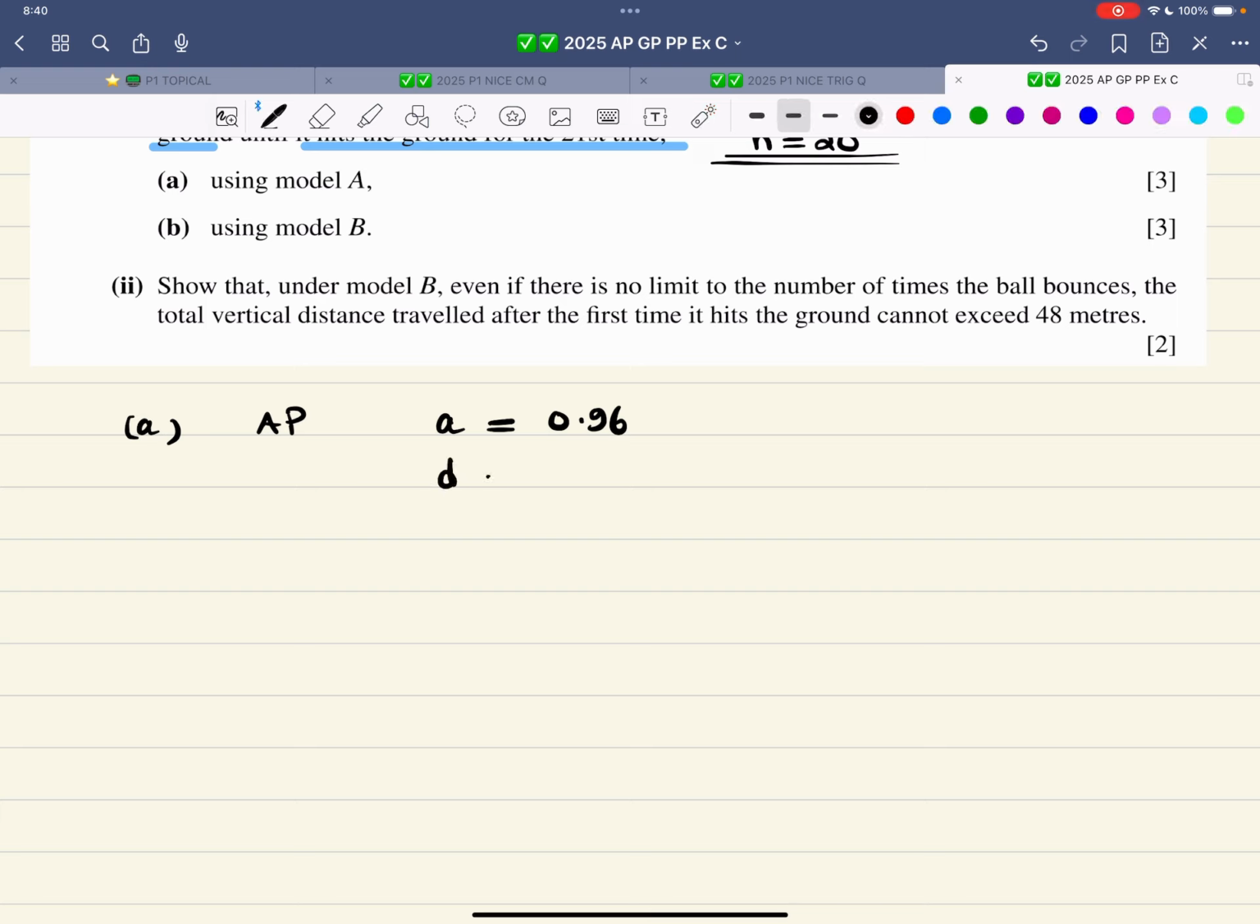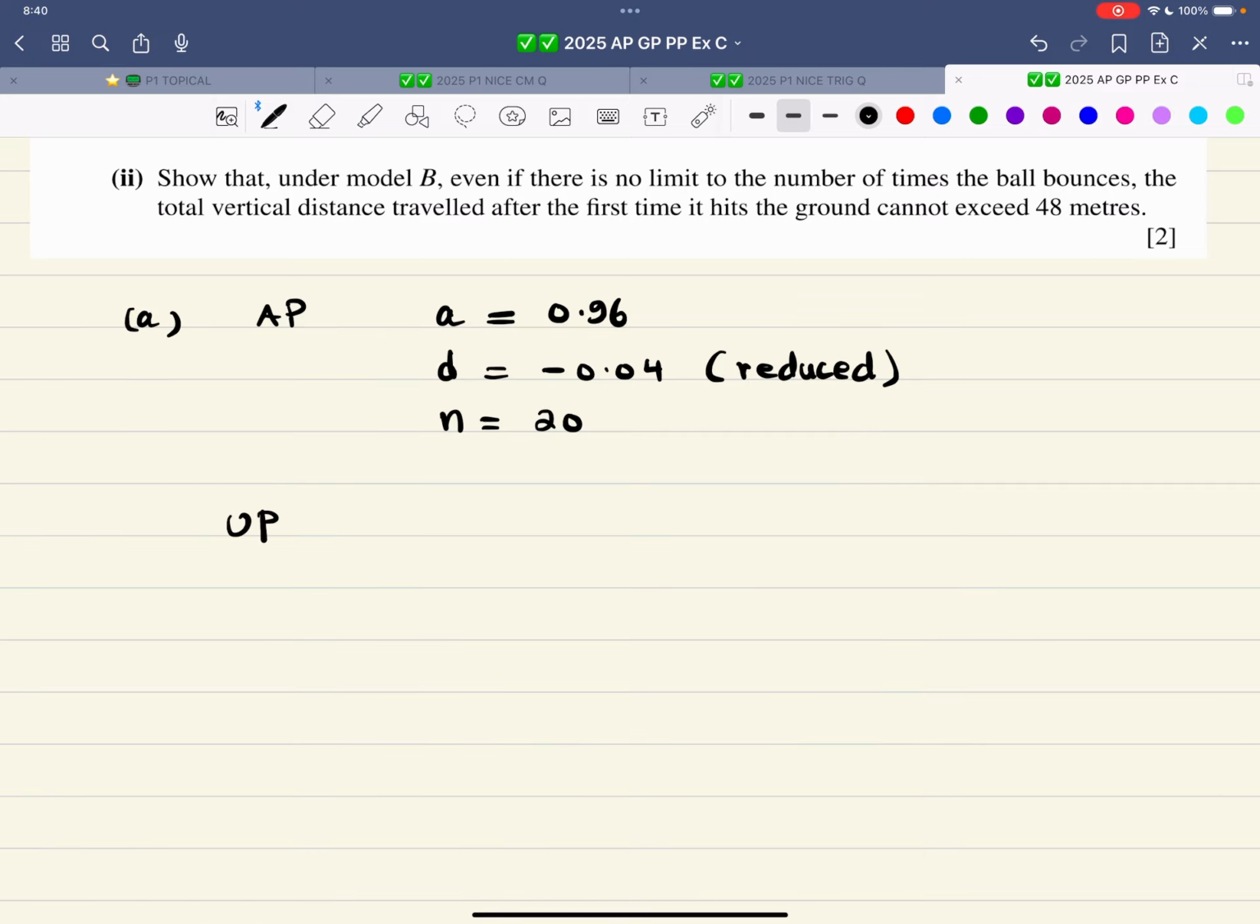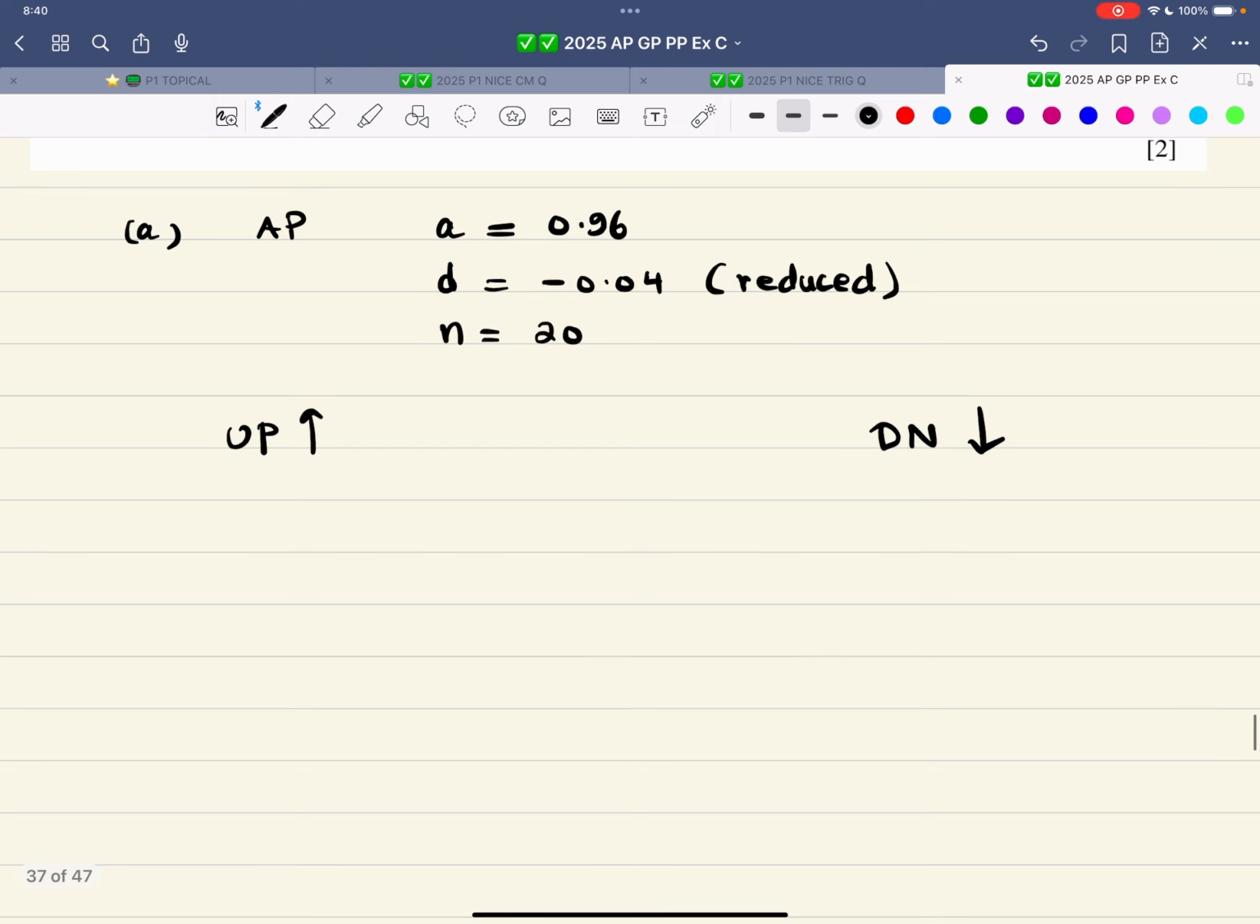The common difference is negative 0.04 because of the word reduced. The number of terms is 20. So the series for up, the series for down, I'm writing it separately. I would only be working for one of them. So sum of 20 terms going up, that is n divided by 2, 2a, 2 into 0.96, n minus 1, which is 19, and d is negative 0.04.